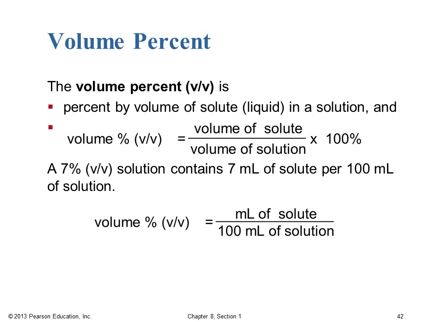We also have volume percent. Volume percent is done much of the same way, except that we're using volumes. And so in this case, if we have a 7% volume by volume solution, that means we have 7 milliliters of solute divided by 100 milliliters of solution. So it's done exactly the same way as mass percent, except that we're using volumes.